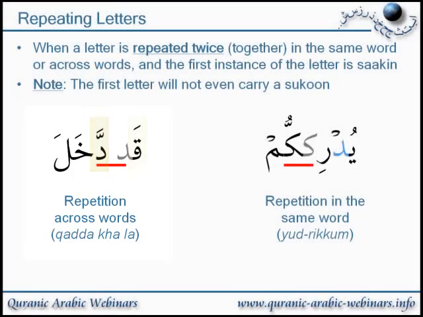Okay, so that's a simple rule. Two letters exactly the same next to each other, either in the same word or across word boundaries. The first of the two letters is sakin, we just ignore it completely.